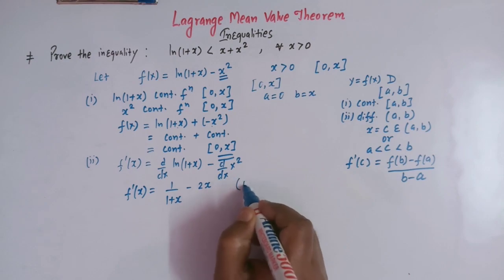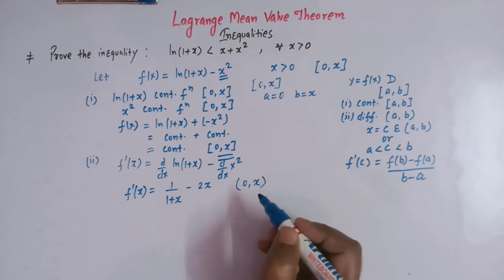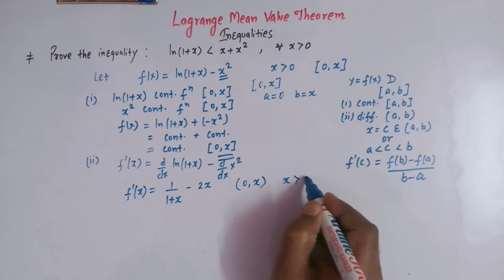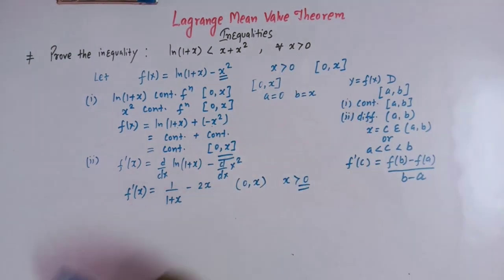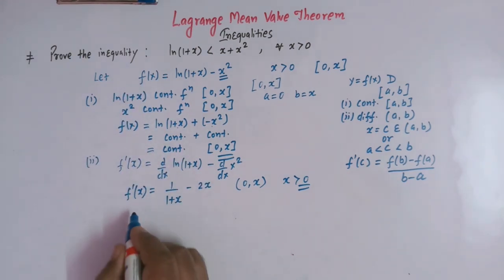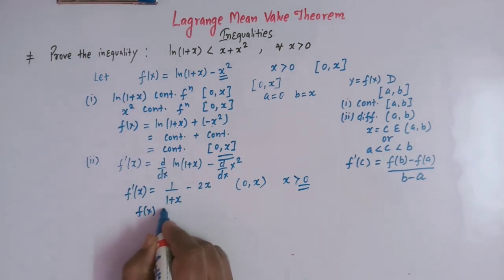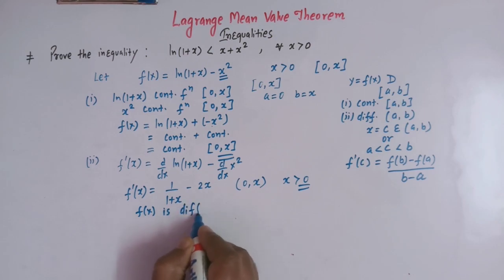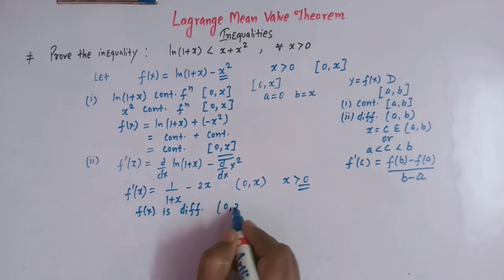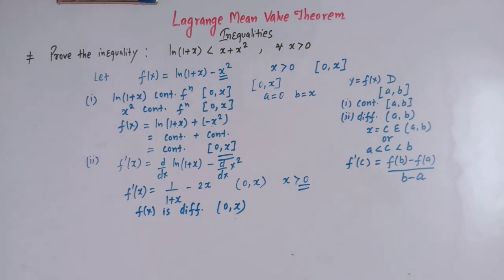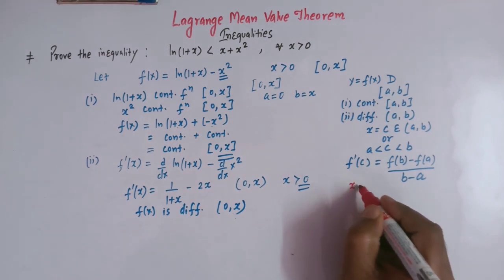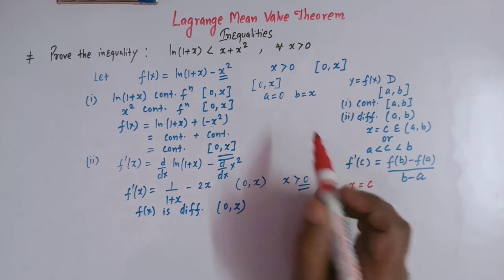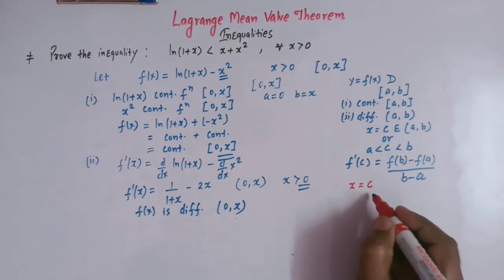So we can easily see that this function f of x has a derivative at each point in the interval 0 comma x, right, where x is obviously greater than 0, which is given in the problem, right? So this function f of x is differentiable in the interval 0 comma x, right? So from Lagrange's mean value theorem, there must exist one point, say C, which lies between 0 and x, right?